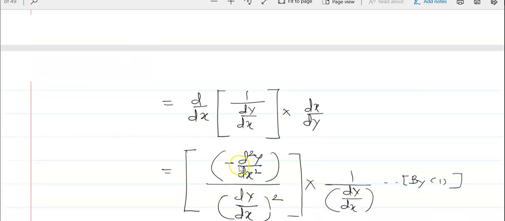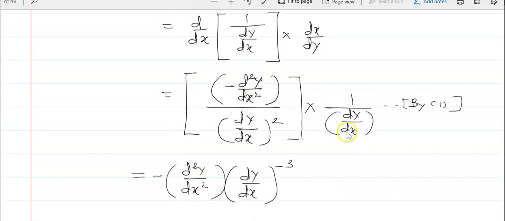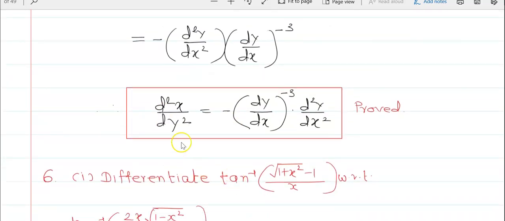Now it's a derivative. It's just like 1 upon v. Derivative of 1 upon v is minus 1 upon v square into dv by dx. In the same way, it's minus 1 upon v square into derivative of dy by dx, which is d2y by dx square. And here dx upon dy can be written as 1 upon dy by dx. Therefore, its power becomes 3. Therefore, minus d2y by dx square into dy by dx bracket raised to minus 3. But this all is equal to d2x by dy square. And hence, d2x by dy square is equal to minus dy by dx bracket raised to minus 3 into d2y by dx square.